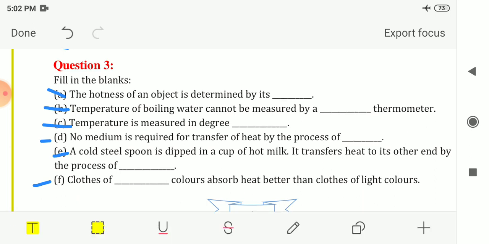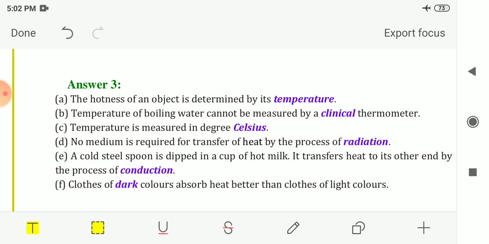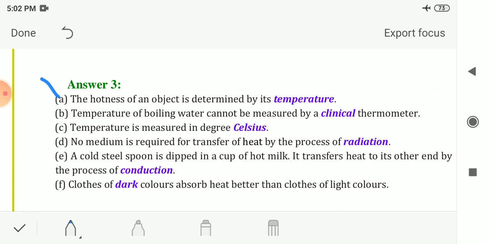So now let me check the answers. Here the answers are given to you. The hotness of an object is determined by its temperature. We can know about the hotness or coldness of an object by its temperature. Next is, the temperature of boiling water cannot be measured by a clinical thermometer. We cannot measure the temperature of boiling water by the clinical thermometer. Next is, temperature is measured in degree Celsius. Earlier degree Fahrenheit was used, but now mostly we are using the unit degree Celsius.